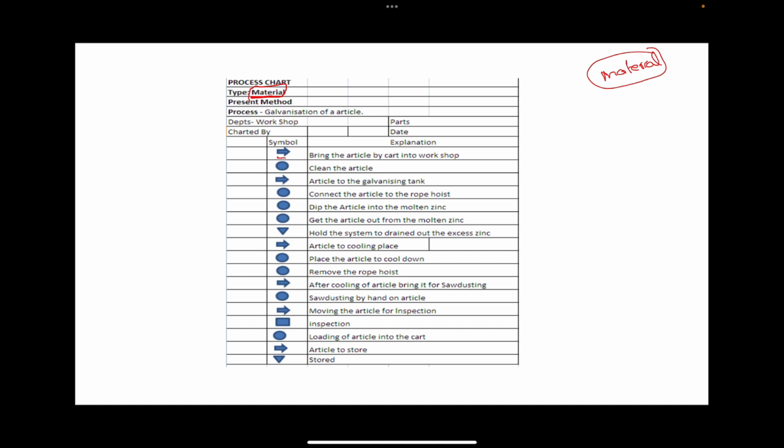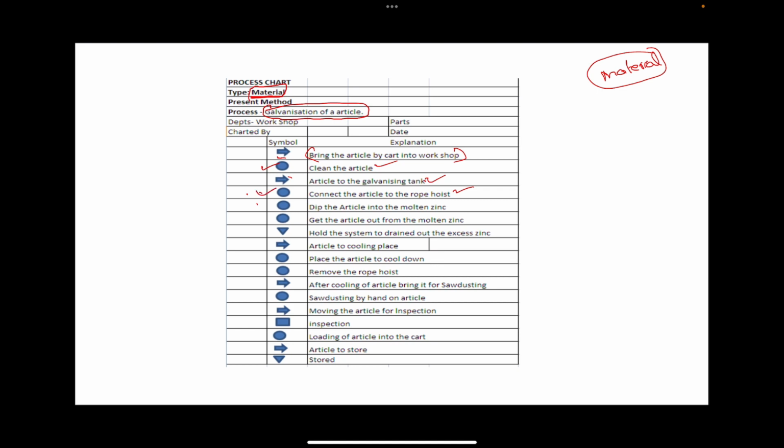See, this is a transportation operation, that is, bring the article by cart into the workshop. Then you have the cleaning operation, that is, the article is cleaned. Then again the article is taken to the galvanizing tank, that is a transportation operation. And then you connect the article to the rope hoist. So this process is galvanization of an article. So this is an operation.